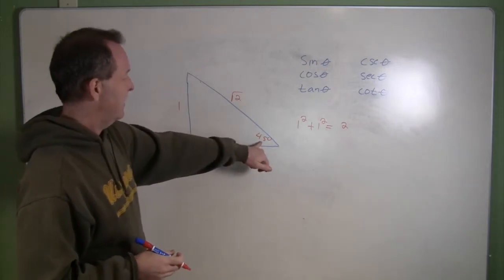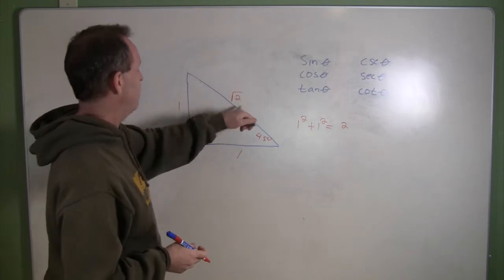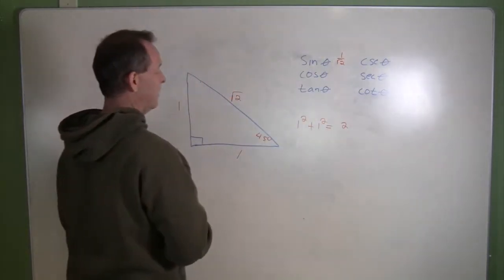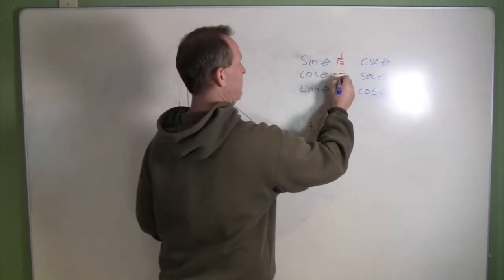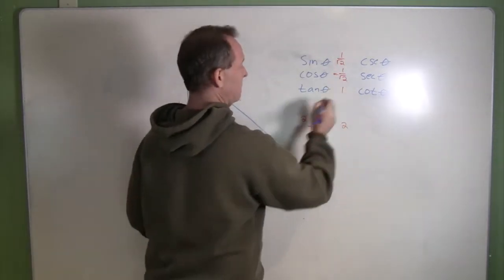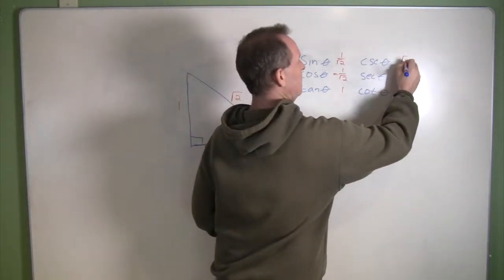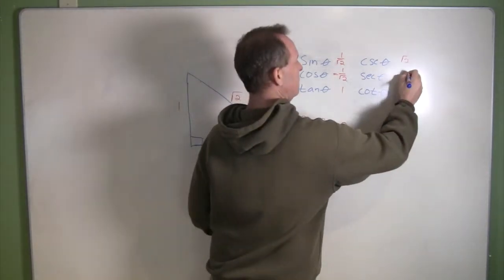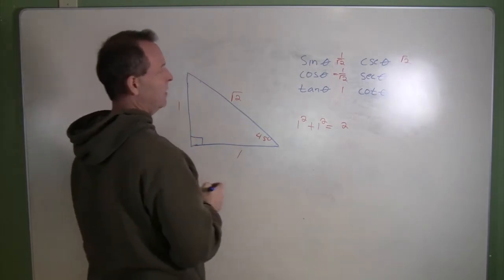The sine of theta, in this case 45 degrees. Again, sine was opposite over hypotenuse, 1 over root 2. The cosine of theta was 1 over root 2. Tangent was 1 over 1, or just a 1. The cosecant is root 2. The secant is root 2. And the cotangent, adjacent over opposite, was 1 over 1.